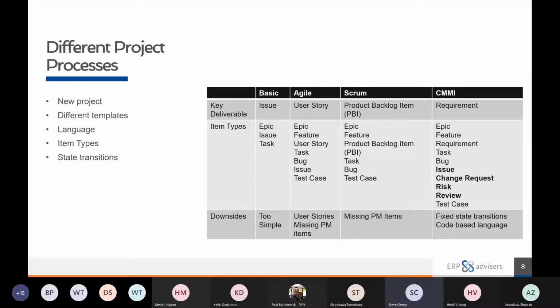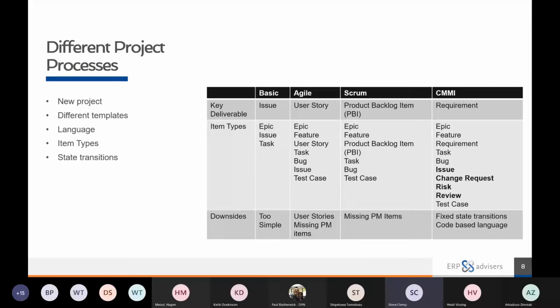And the differences between them are largely the language that they use, the item types that they surface and that you're able to use if you create a project of that type, and the transitions that those items take from new to closed. So if you look at the table that I've put up, you can see from a language perspective, if you're using a basic process, then the key deliverable for the team is an issue or issues. For Agile, it's user stories. For Scrum, it's PBIs, product backlog items. Those of you familiar with Scrum will be familiar with that term. For CMMI, we're talking about requirements.